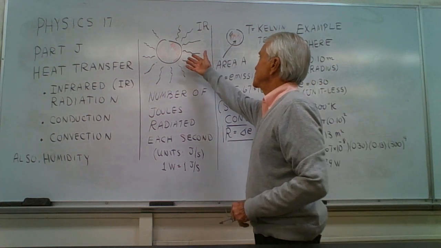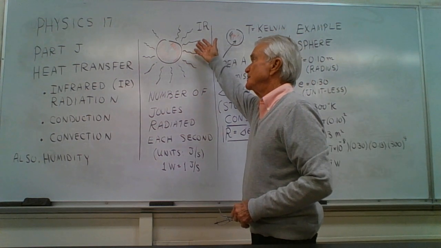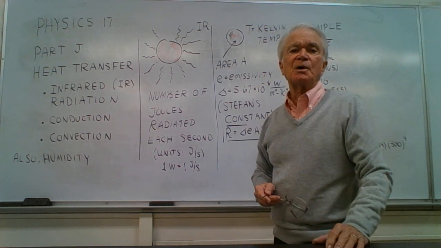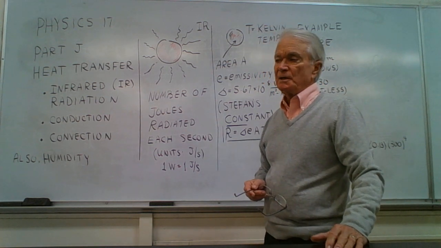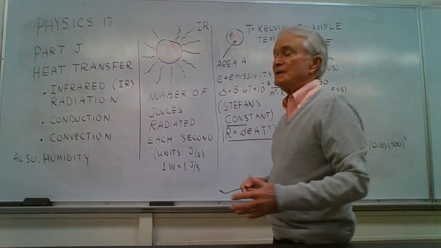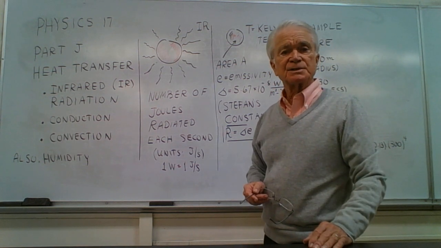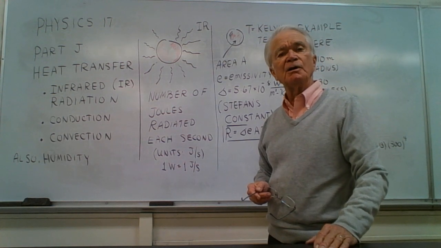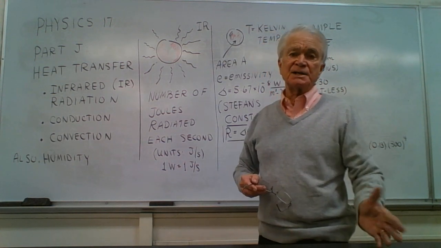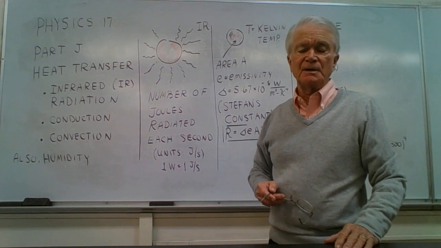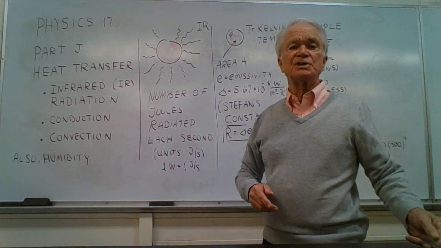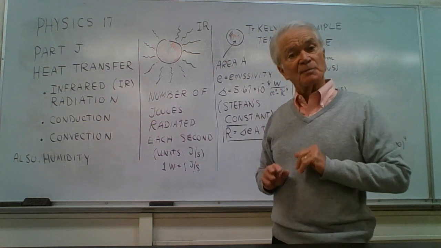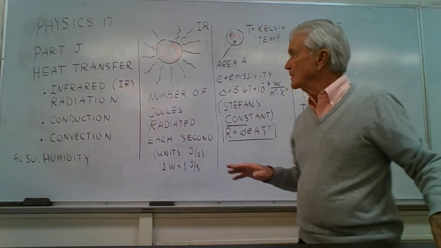I show an object that's radiating infrared. You learned in an earlier part of this course that infrared radiation, as well as visible light and other forms of radiation, are all of a type called electromagnetic radiation, which carries energy away from objects in the form of waves, electromagnetic waves.